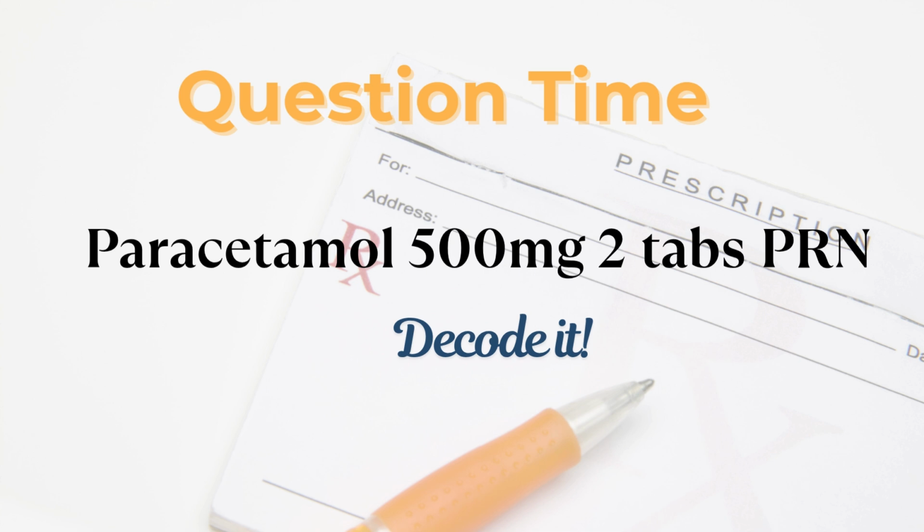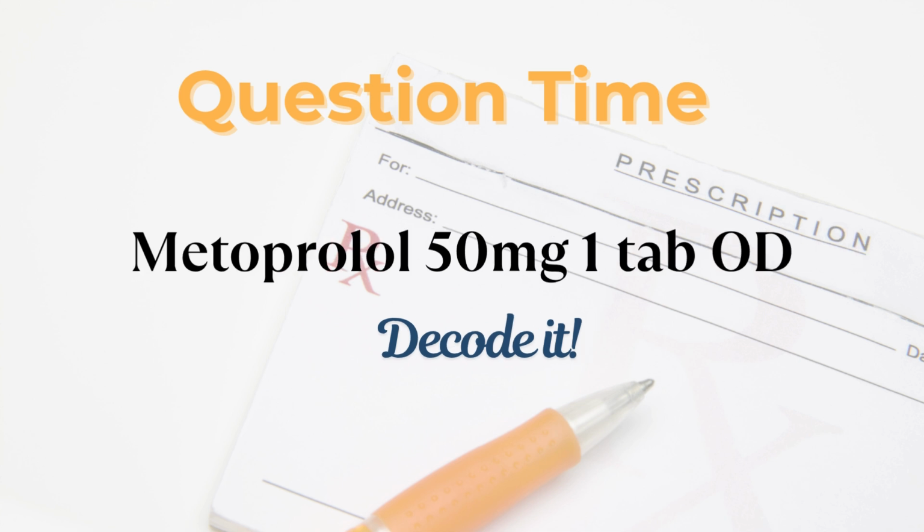Paracetamol 500 milligrams 2 tablets PRN. What does PRN mean and how should the patient take it? The answer is 2 500 milligram tablets of paracetamol to be taken as needed, usually for pain or fever. Third question, metoprolol 50 milligrams 1 tablet OD. Can you expand OD? The answer is 50 milligram tablet of metoprolol taken once daily.